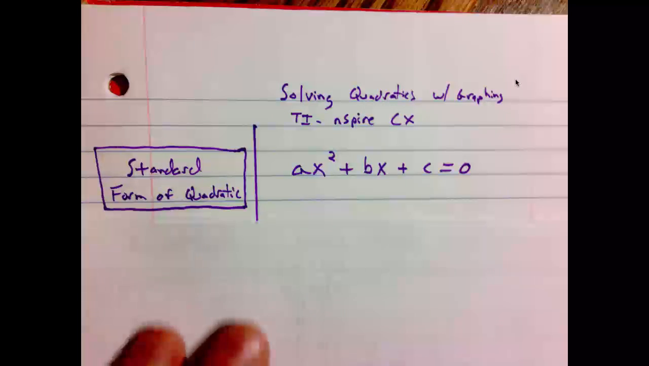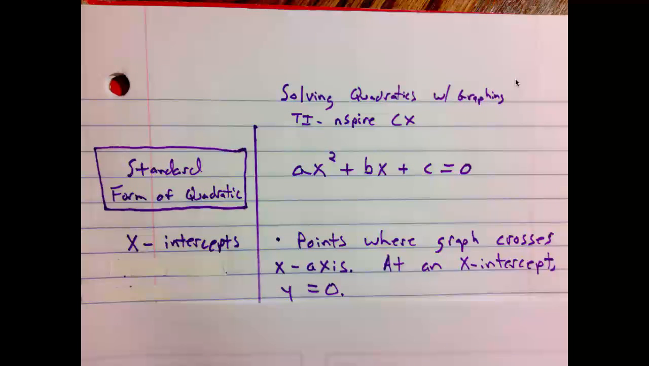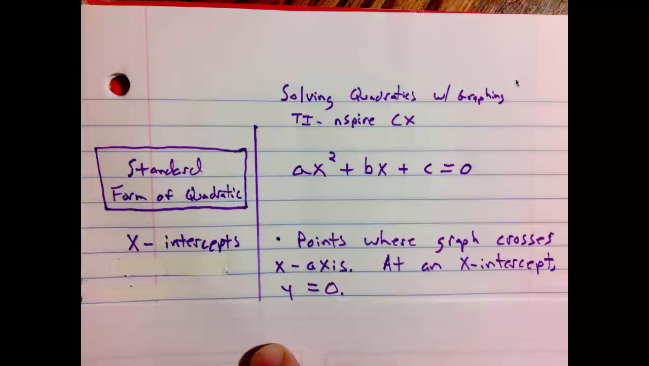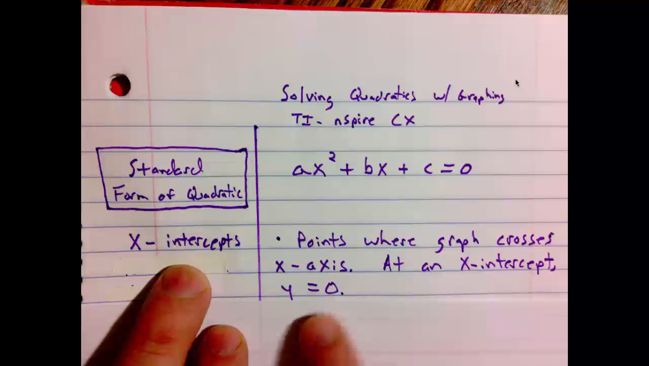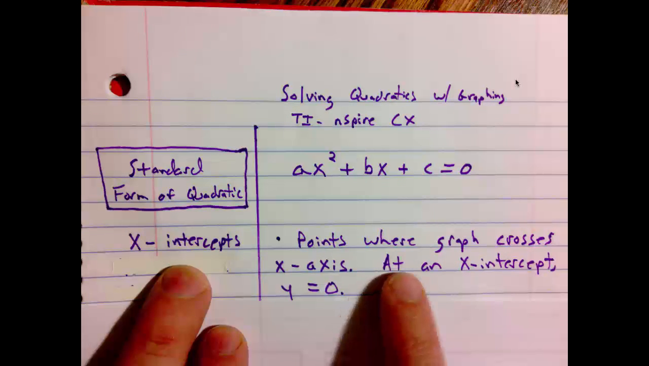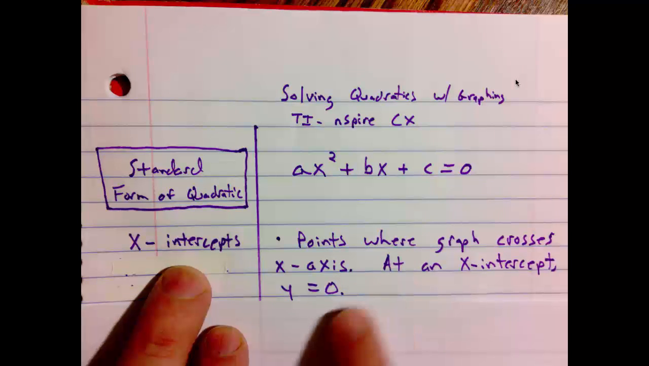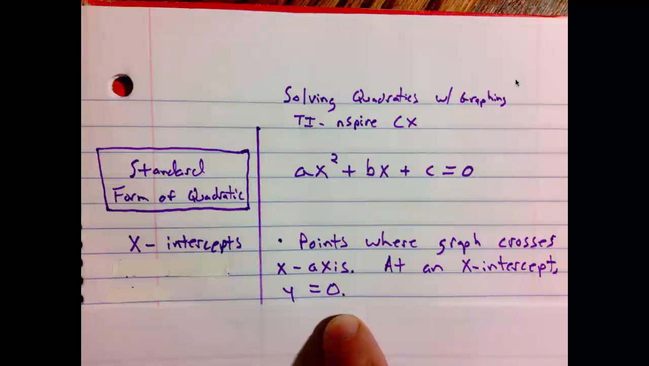All right. An important concept for solving quadratics with graphing will be to locate the x-intercepts. Well, the x-intercepts are the points where the graph crosses the x-axis. At an x-intercept, y will be equal to 0. When we studied our straight line, the y-intercept was very important to us. Typically with the parabola, the x-intercepts are going to be slightly more important.